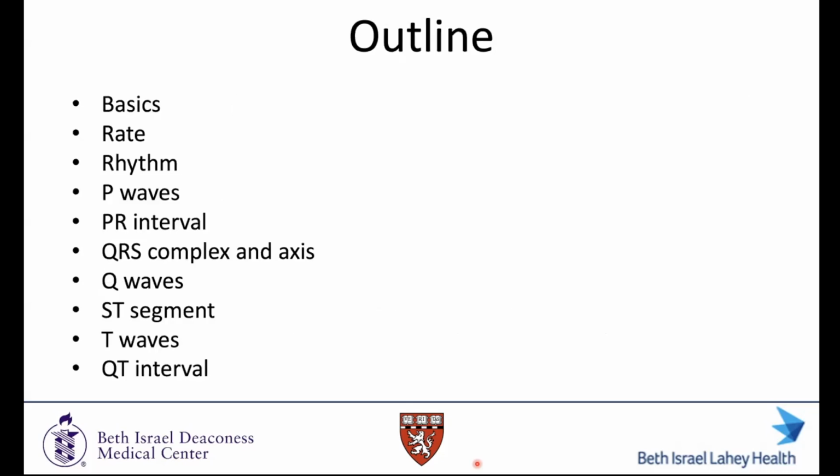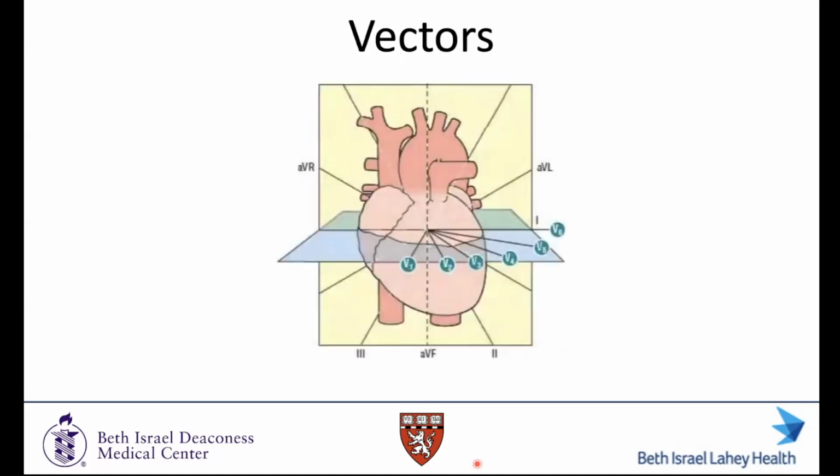So this is just an outline of everything that we're going to cover today and the approach that we're going to use when we look at EKGs. Starting off with just some basics, I want to remind us that the heart is a three-dimensional structure, but we can utilize our leads and place them strategically in order to evaluate the heart in these three dimensions. And remember that anytime you have a positive depolarization that is traveling towards the direction of a lead, this will show up as a positive deflection on the EKG and vice versa.